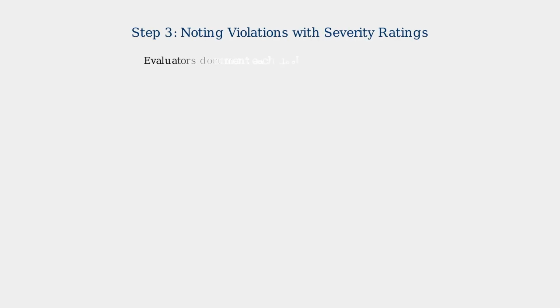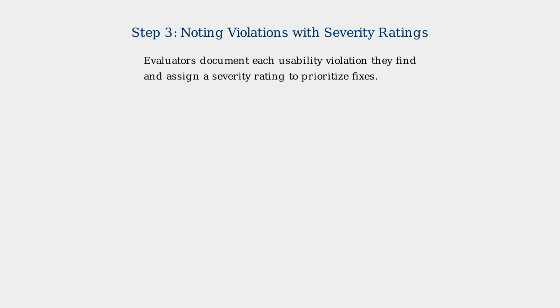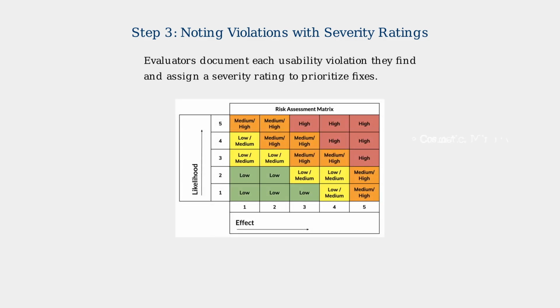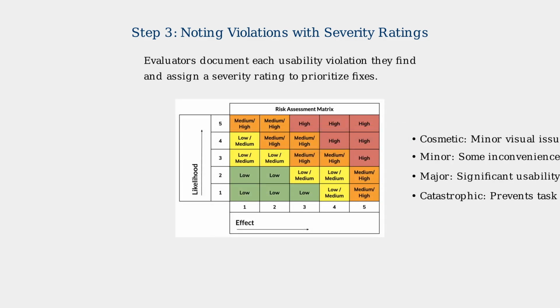In step 3 of the heuristic evaluation process, evaluators carefully document each violation they identify during their review. For each issue, they assign a severity rating that helps prioritize which problems need to be fixed first. Severity ratings range from cosmetic issues that are mostly visual to minor inconveniences that are easy to fix, major problems that significantly impact usability, and catastrophic violations that completely prevent users from completing their tasks. This rating system, similar to a risk assessment matrix, ensures that the most critical usability issues receive attention first, maximizing the impact of the evaluation on improving the user experience.